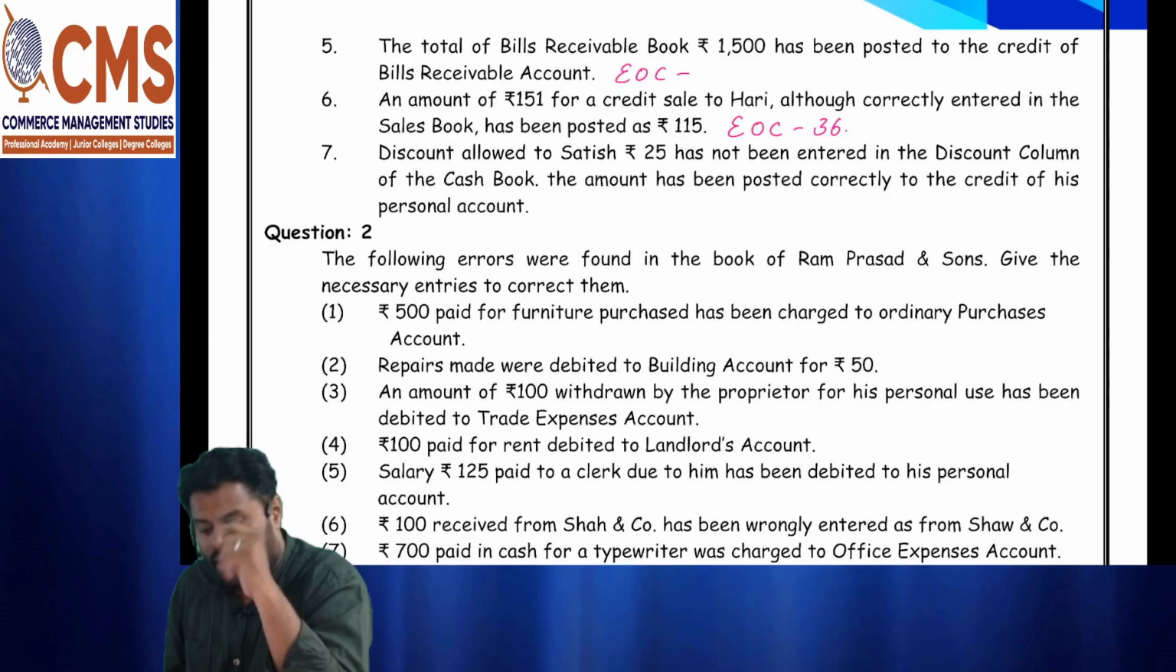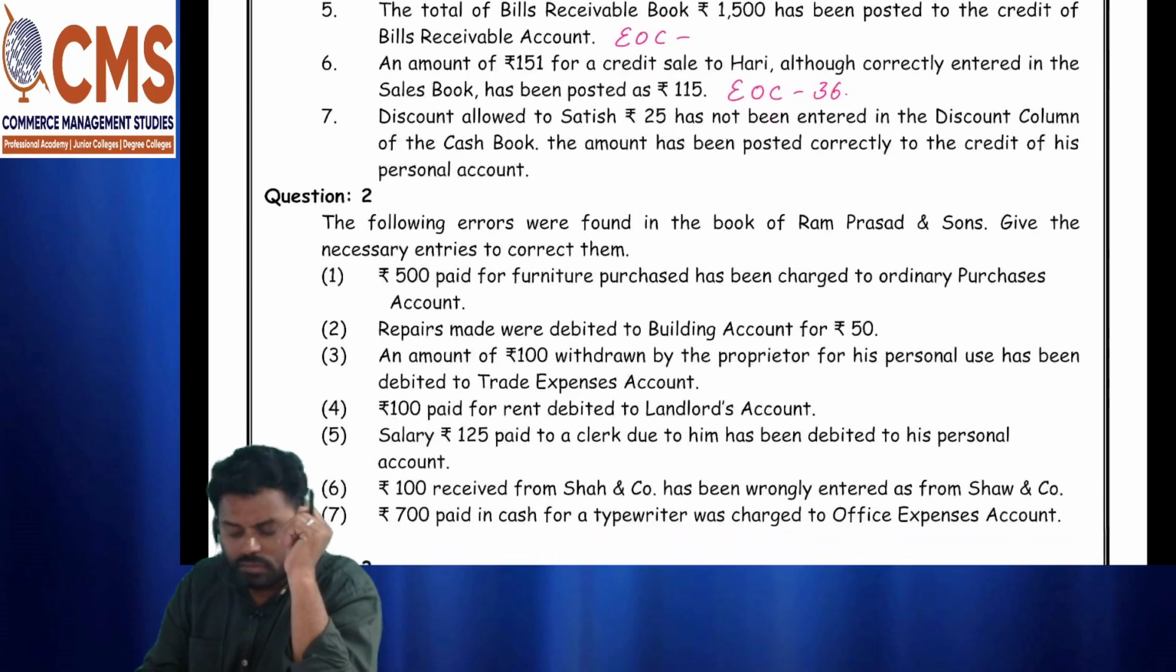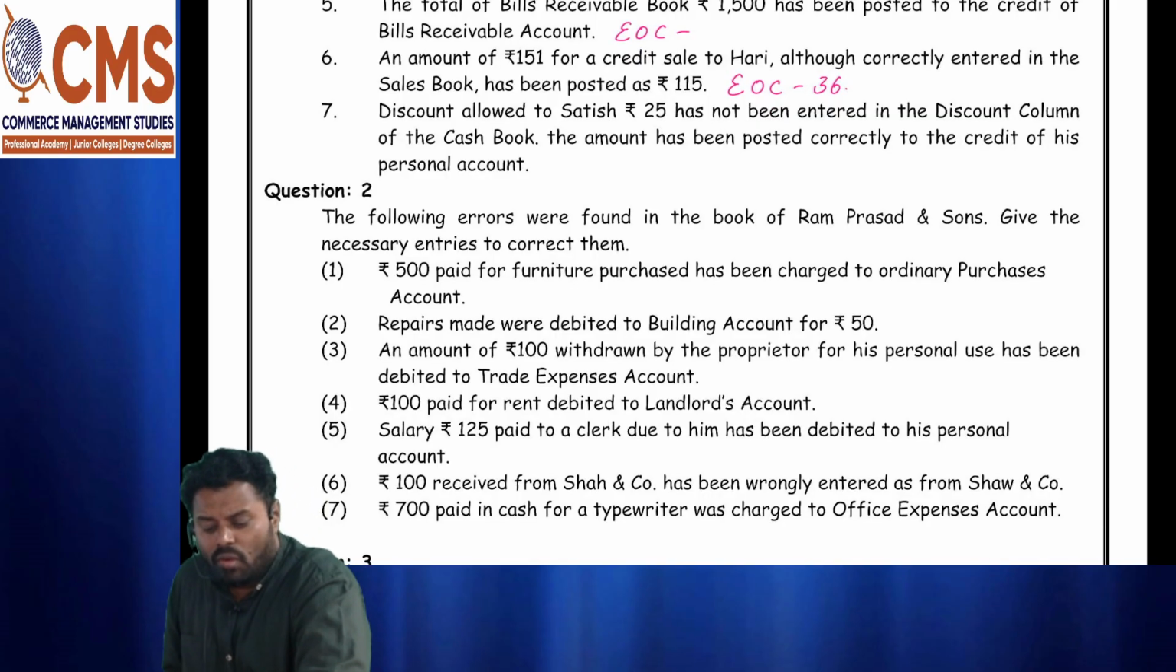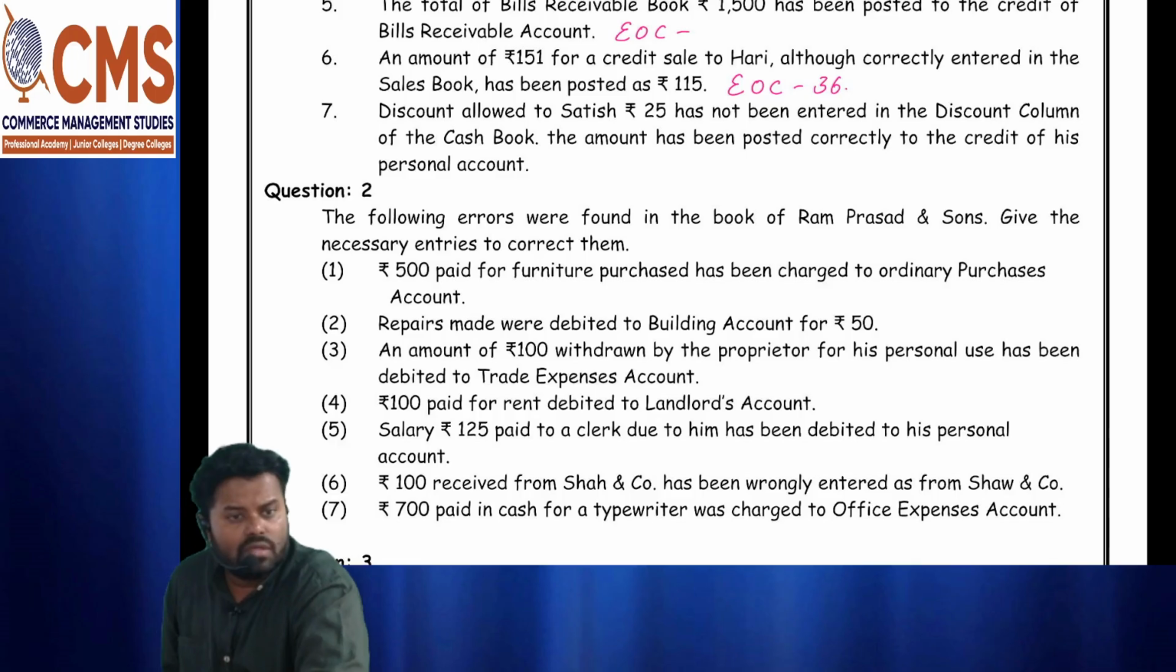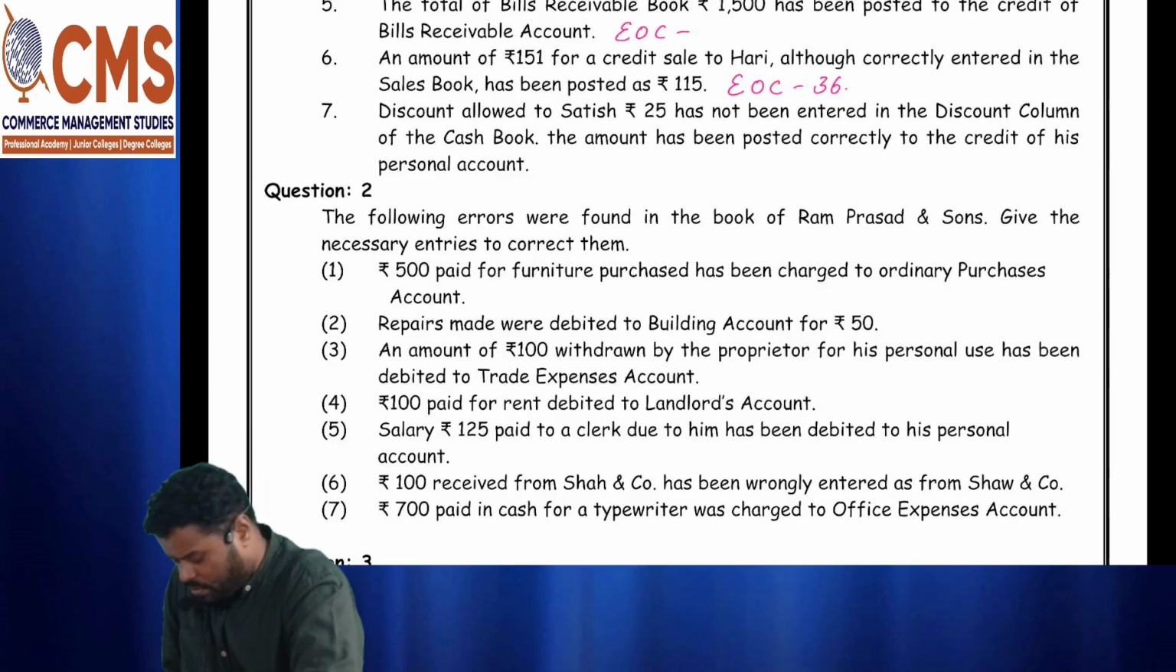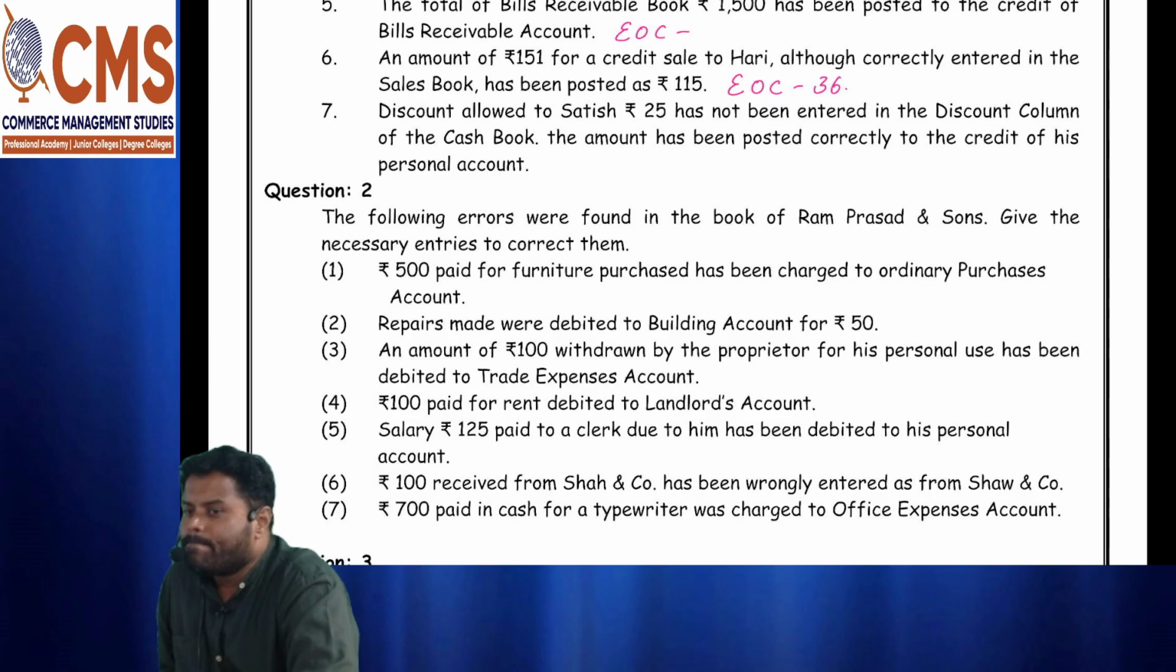Clear? Shall we see the last one? Right. Discount allowed to Satish 25 has not been entered in the discount column of the cash book. The amount has been posted correctly to credit of personal account. So where is the mistake committed? Which account is wrong? Which account went wrong?